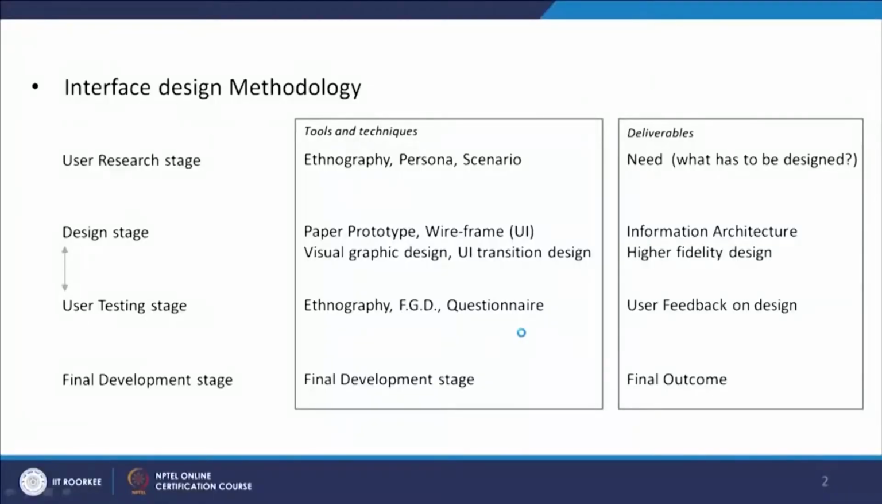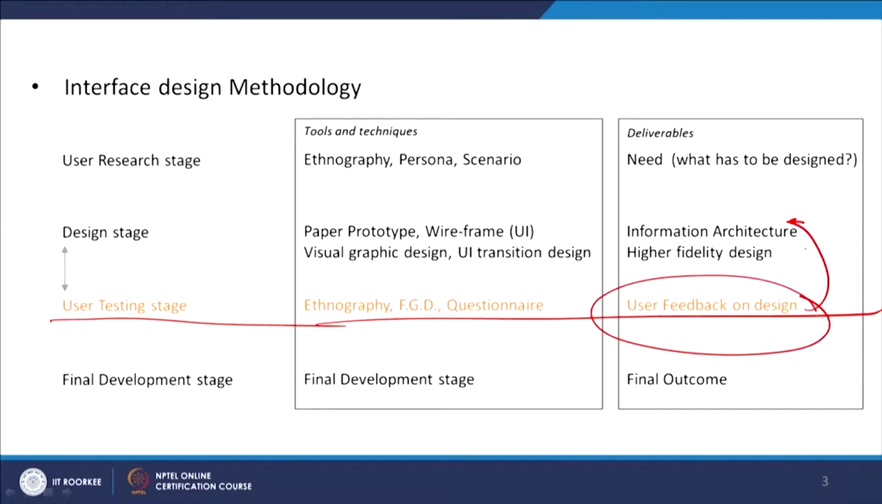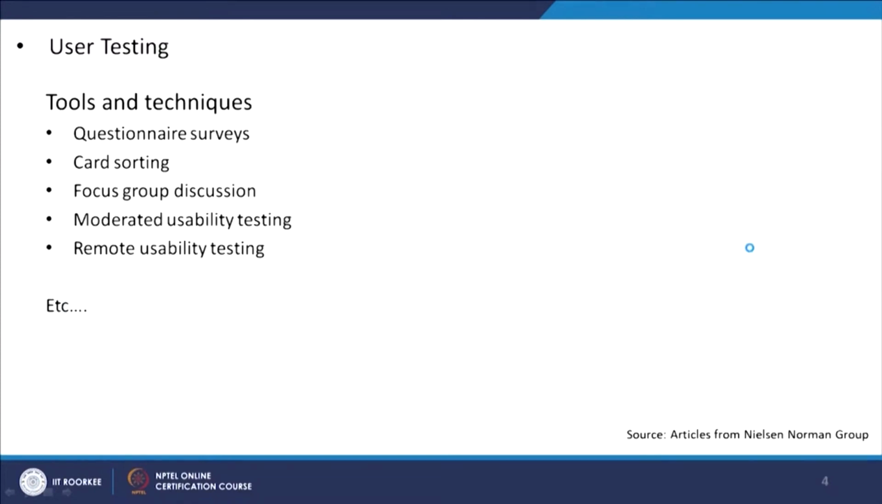So this is how the generic design methodology looks. Here we are discussing user testing, where these are the tools and techniques, and we take the user feedback on the design, which goes to the high fidelity design or the low fidelity design, which is information architecture. The low fidelity design comes from the UI UX designers, and the high fidelity design comes from the visual designers. So these are the tools and techniques of qualitative and quantitative research for user testing.